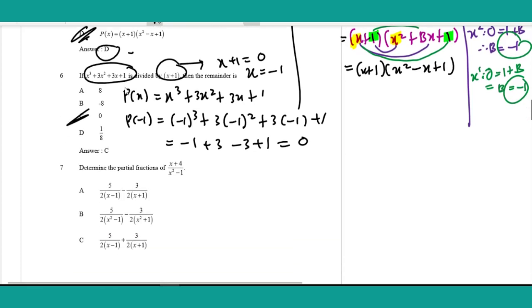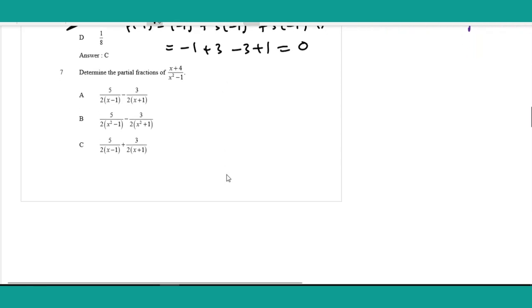Okay, so instead of using long division, you can use the remainder theorem, and I suggest you use the remainder theorem. Okay, so number 7.